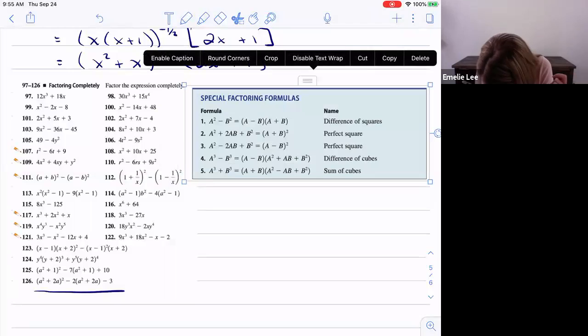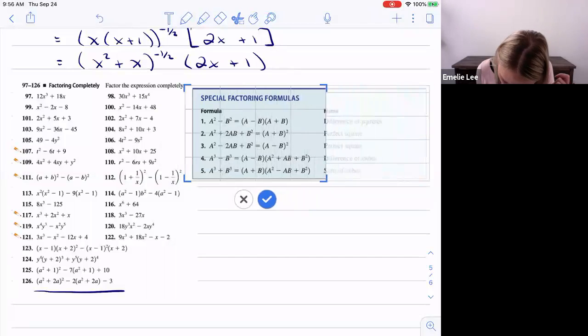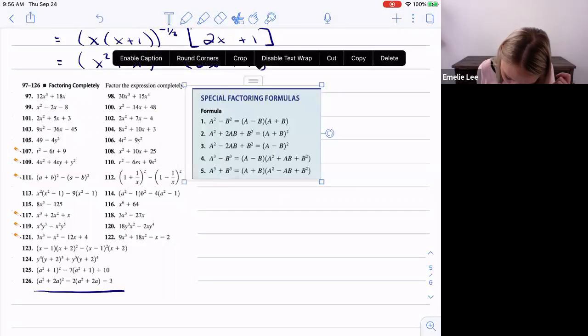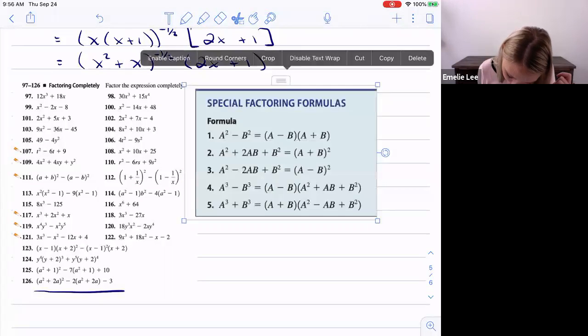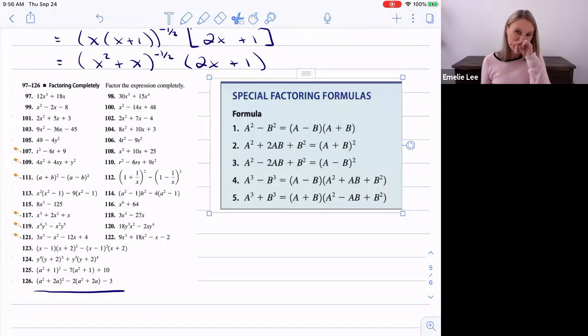Oh, maybe I'll crop. I don't actually need that. And I can make it bigger. Okay.